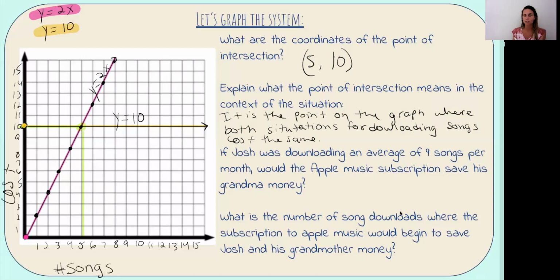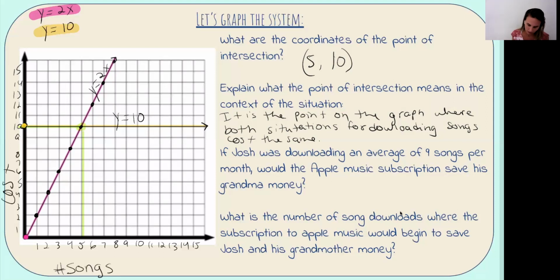So most of the time, when it has to do with cost in a system of equations and there's a point of intersection, it usually means it costs the same, but you've got to be careful about what it's asking. So you always have to read the directions, because sometimes it might be asking something else.